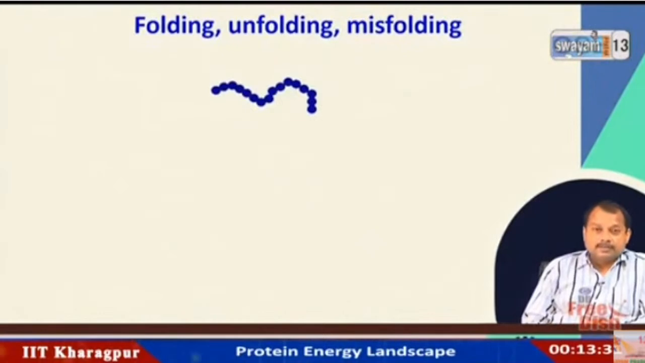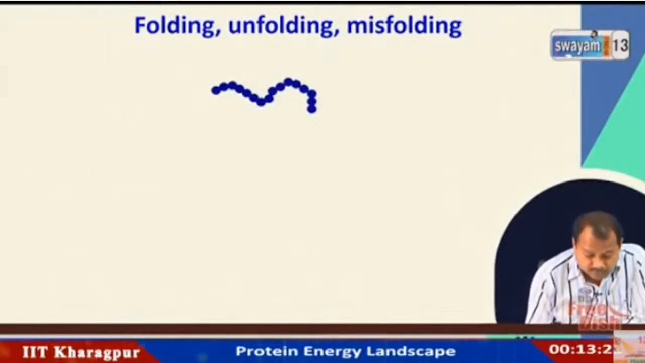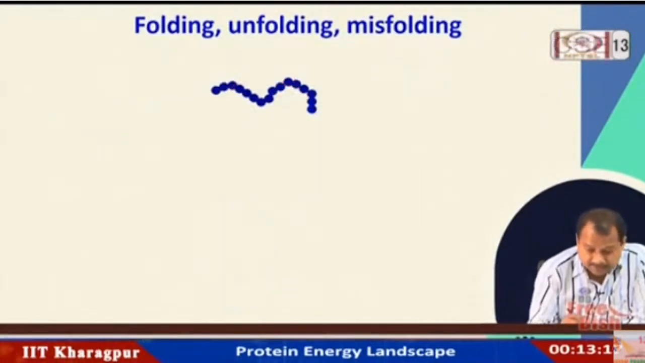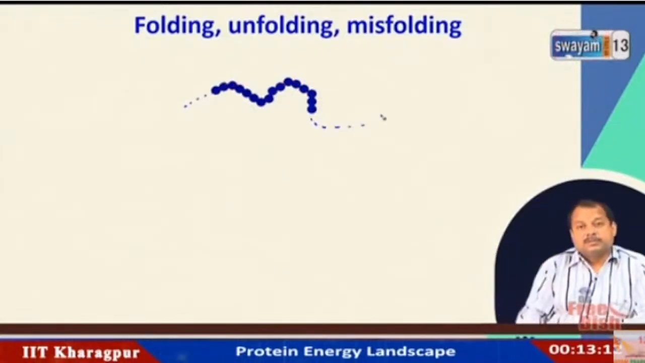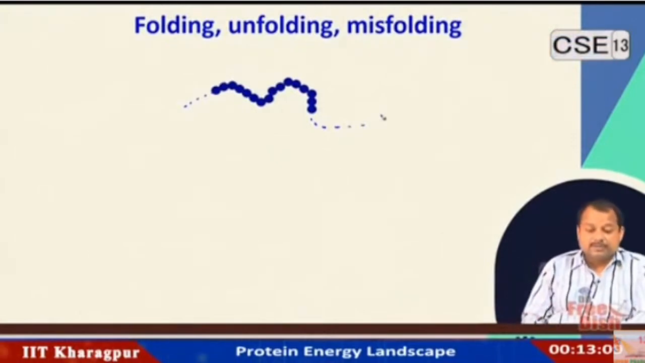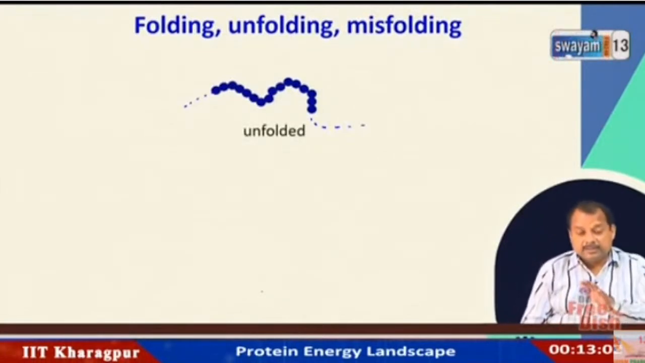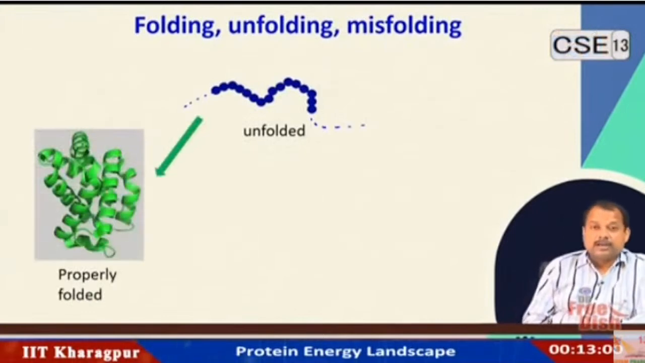So, here is the schematic diagram for folding, unfolding and misfolding. You see this is one sequence. Each circle indicates say one amino acid, but you should remember that it is not complete, it is extending in both ways, the N terminus and C terminus. Only a small part I have drawn, but there is a long portion of it. One situation is that this is unfolded and it will take a properly folded state, that you can see.